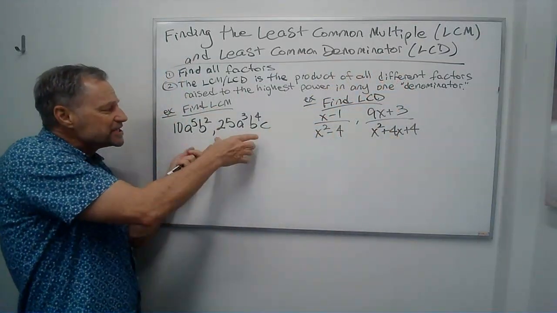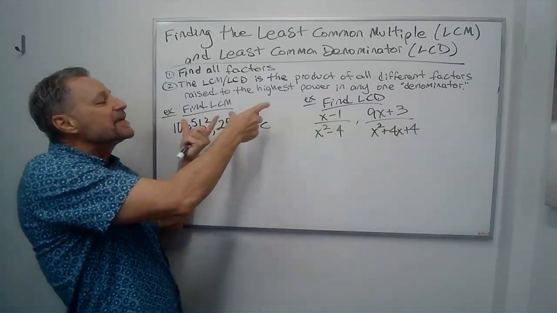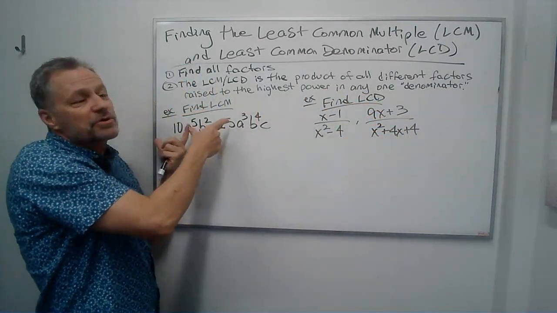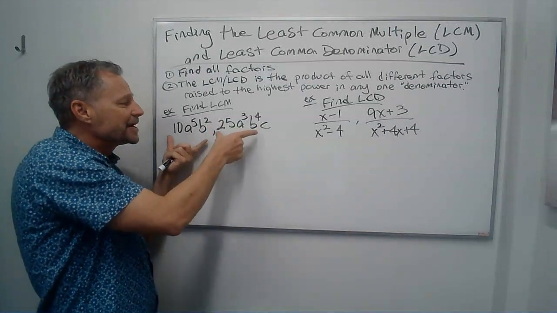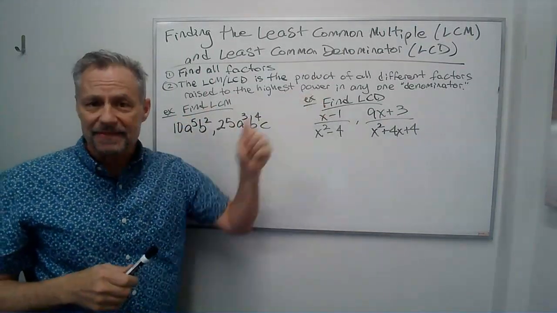The LCM, they just list things. They say, hey, find the least common multiple of these. If they were actually denominators of a fraction, we would do the exact same thing. They would just call them LCD, least common denominator, but they're not written as denominators. That's the only difference between the LCM and the LCD.